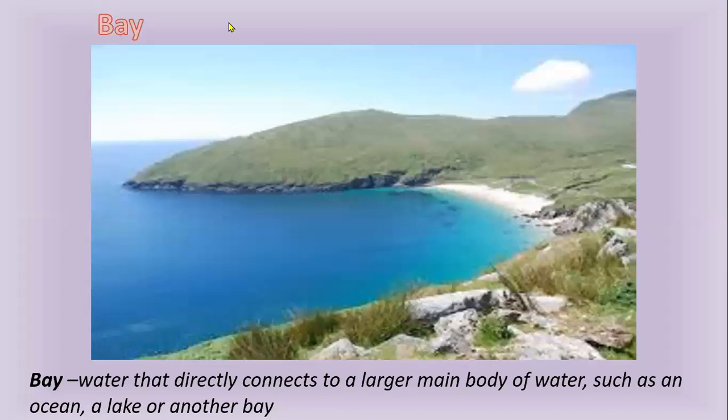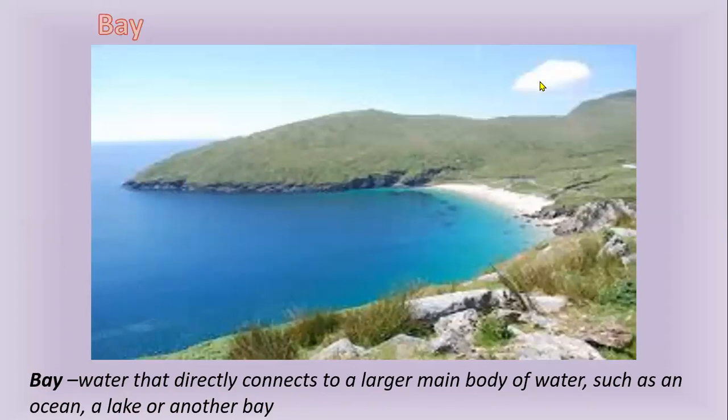What is a bay? A bay is water that directly connects to a larger main body of water, such as an ocean, lake, or another bay. So this area is called a bay. This is the water part, but the other side of it connects to the bigger water, ocean or lake. The small water connects to the bigger one. This is called a bay, and the opening of a bay is big. See?